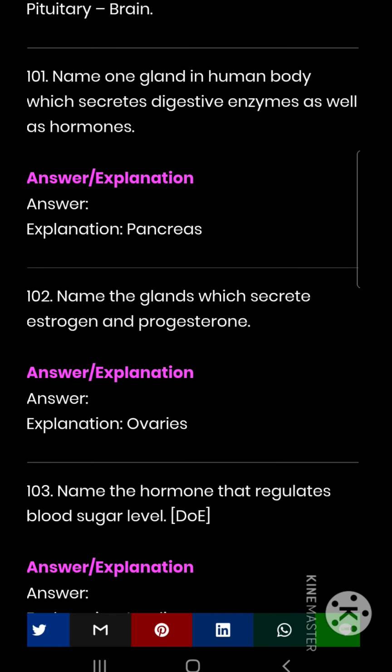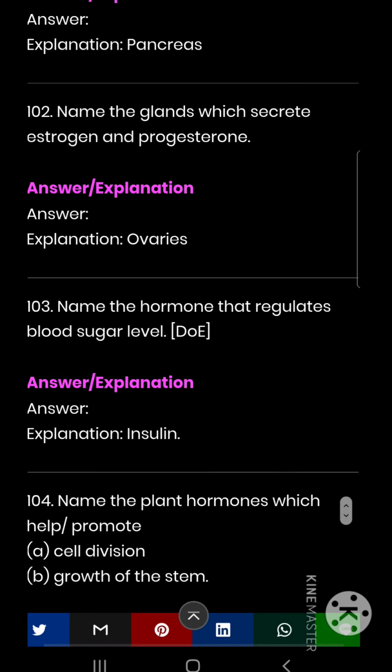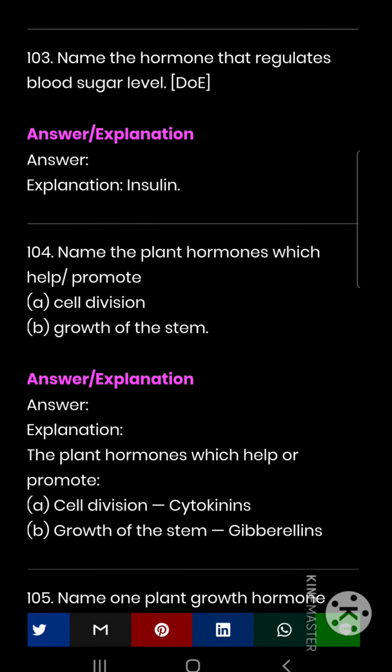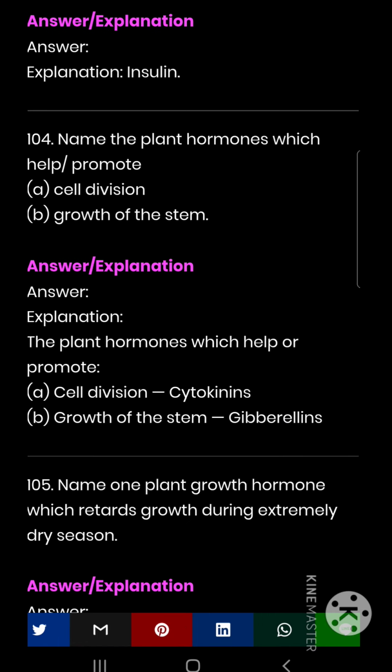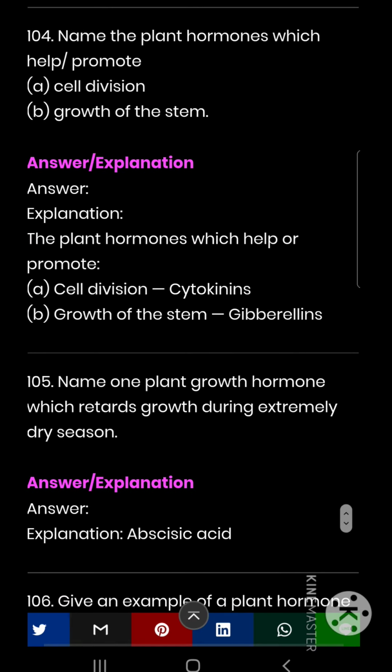Name one gland in human body which secretes digestive enzymes as well as hormones. It is pancreas. Name the gland which secretes estrogen and progesterone hormone. Ovaries. Name the hormone that regulates blood sugar level. Insulin. Name the plant hormones which promote cell division. It is cytokinins. Growth of the stem.